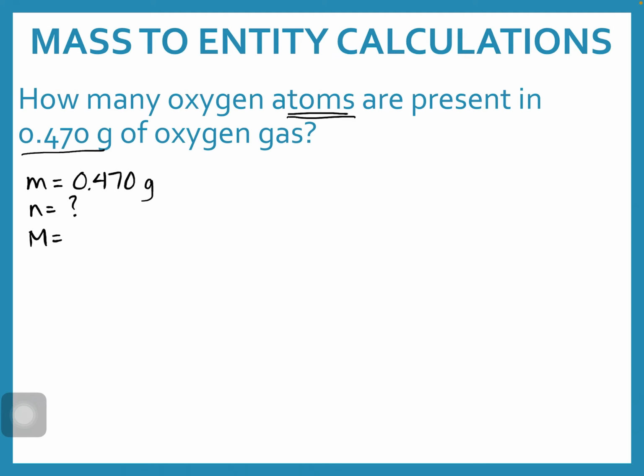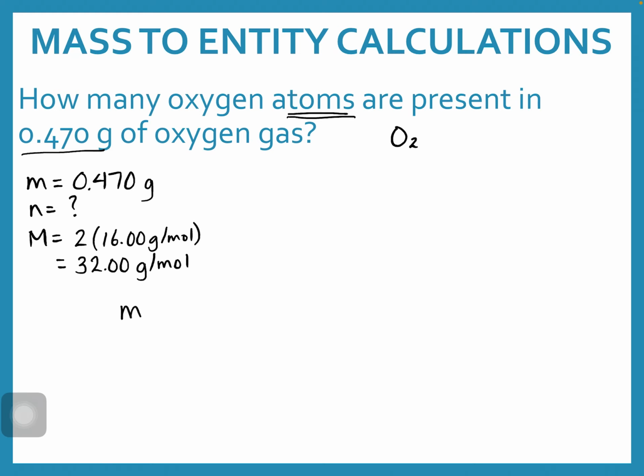Oxygen gas is O2, which means that I have 2 atoms in every molecule. So my molar mass for oxygen, O2, is 32.0 grams per mole. 1 mole of oxygen atoms would be 16 grams per mole, but each molecule of the element oxygen has 2 atoms in it, so I need to multiply by 2 here.